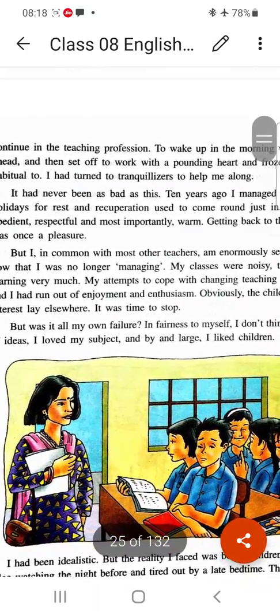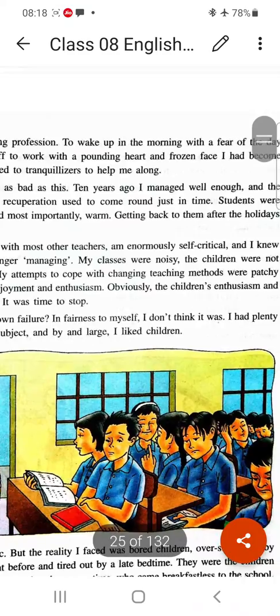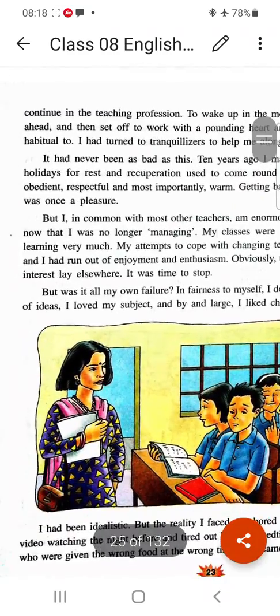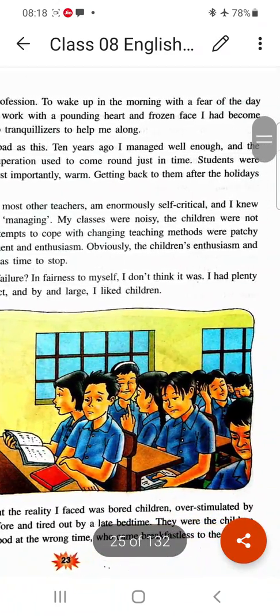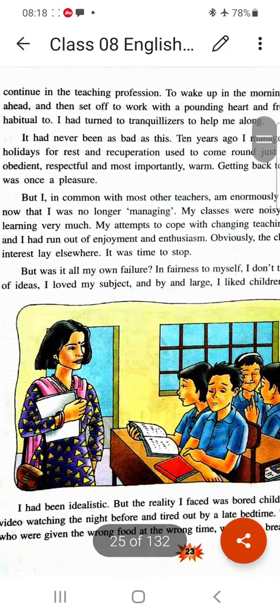It had never been as bad as this. 10 years ago, I managed well enough, and the holidays for rest and recuperation used to come round just in time. Students were obedient, respectful, and most importantly, warm.